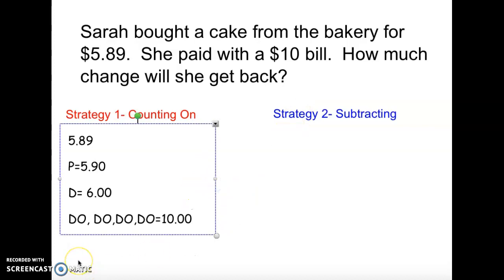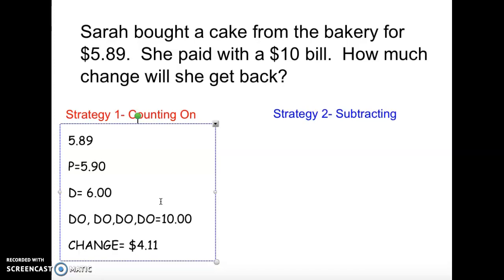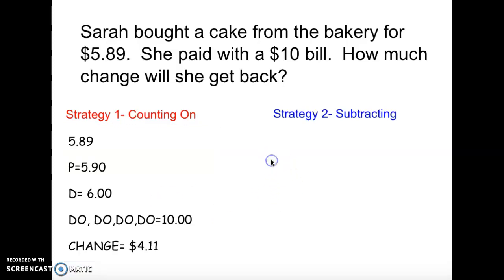So now we are not done though. We need to go back and figure out the total change. So we are going to go back and add up the coins that are left. So we're going to count up, we have $4 plus a dime plus a penny. So that would be, if we write it out, $4 plus our dime is 10 cents plus our penny makes it 11 cents. So it'd be $4.11 would be the change.